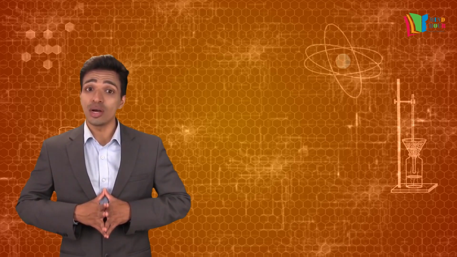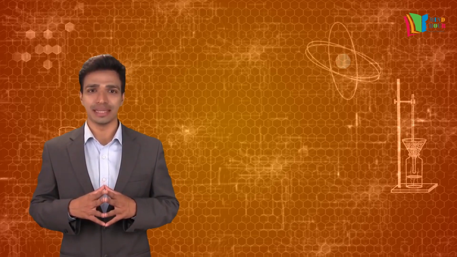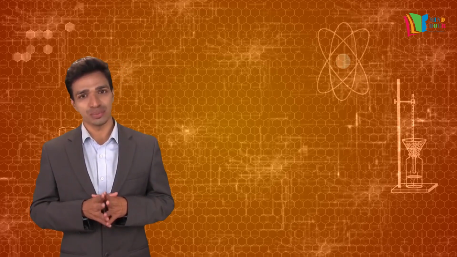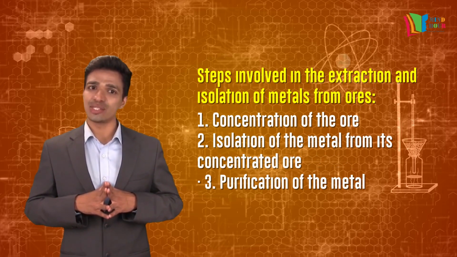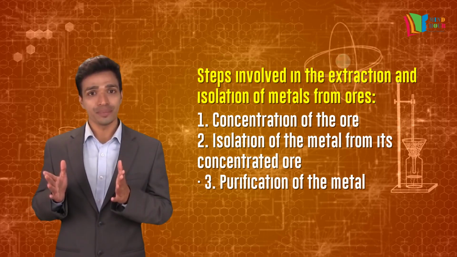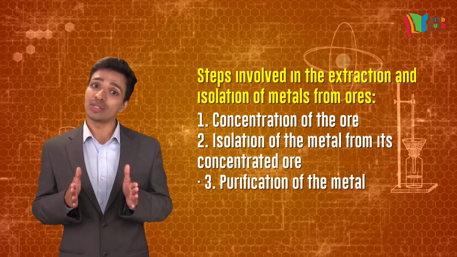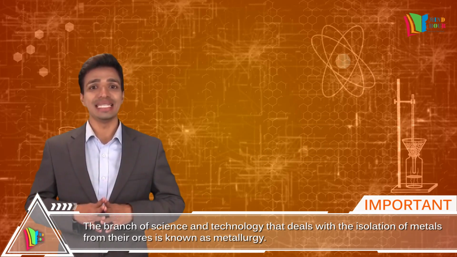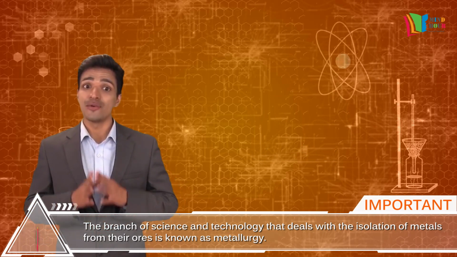For example, bauxite is the principal ore of aluminium. The metal is extracted from the ore after a series of procedures and techniques known as extraction and isolation procedures. The main steps involved in the extraction and isolation of metals from ores are concentration of the ore, isolation of the metal from its concentrated ore, and purification of the metal. The branch of science and technology that deals with the isolation of metals from their ores is known as metallurgy.